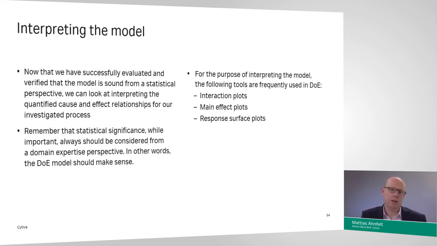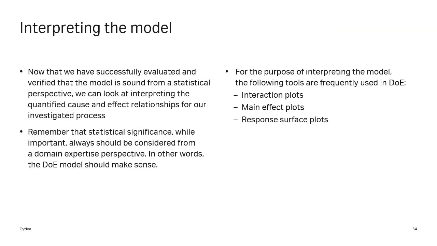So, as I mentioned, we could try to interpret the effects also from the previous coefficient plot of the quantified transfer functions within the DoE model. However, within DoE we typically employ a couple of interpretation graphs or plots, simple graphs, to help us interpret what the cause and effect relationships within our process really look like. Three classical typical ones are the interaction graphs, the main effect graphs, and the response surface plots. We will now have a look at each individual one of those.